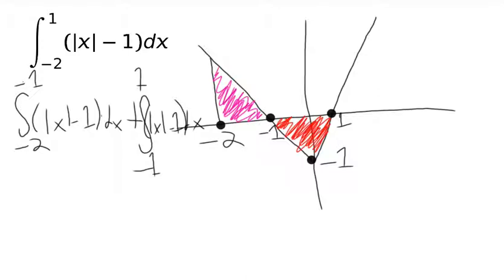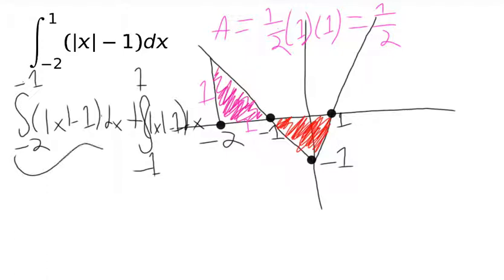So for the purple area, we have a right triangle. This length here is 1. This length here is also 1. So the area of the purple triangle is 1/2 the base, which is 1, times the height, which is also 1. And this is just equal to 1/2. So for the integral from negative 2 to negative 1 of the absolute value of x minus 1 dx, this is equal to 1/2. And because we're above the x-axis, that is a positive area.